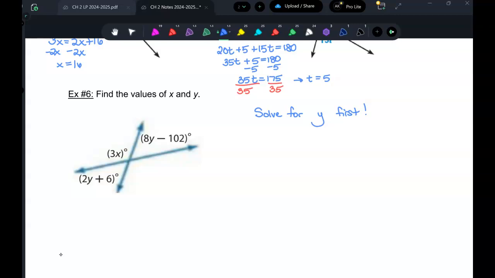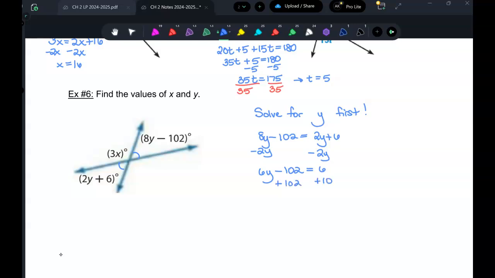What am I going to do with those two expressions, 8y minus 102 and 2y plus 6? Are we going to make them equal to each other, or equal to 180? Equal to each other because they are vertical angles. Remember, when they're on opposite sides. So I have 8y minus 102. I'll subtract 2y. I get 6y minus 102 equals 6. What next? I have to add 102 to both sides. Remember, whatever we do to one side.